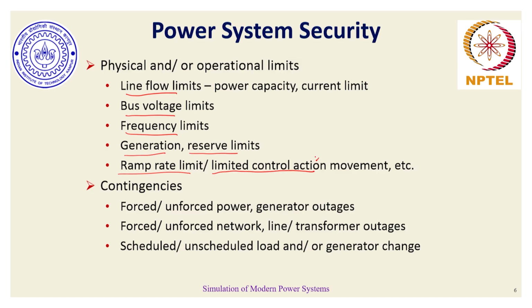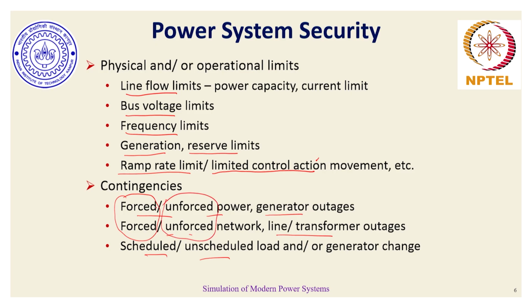Contingencies, as I mentioned in the previous slide, could be forced or unforced generation outages, forced or unforced line or transformer outages. This could also be a scheduled or unscheduled load or generation change. Forced outages generally happen because of maintenance perspective. Unforced outages are uncertain.